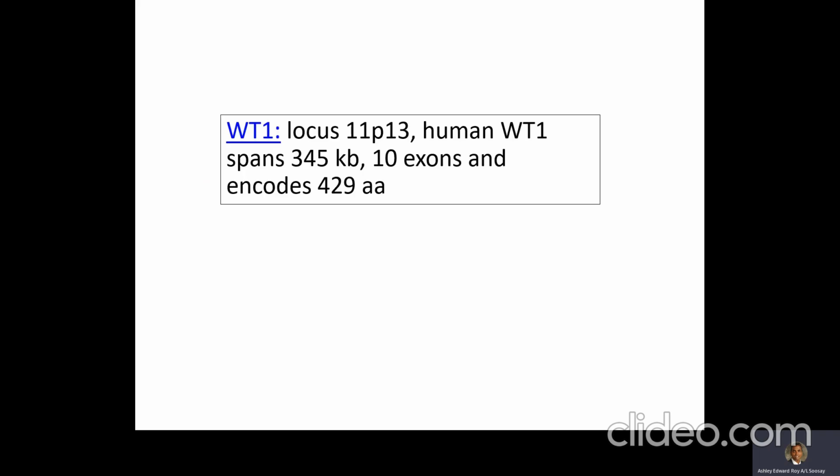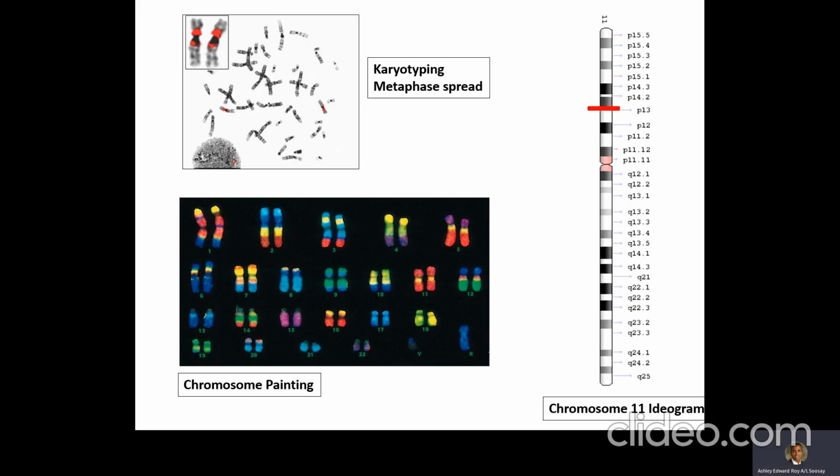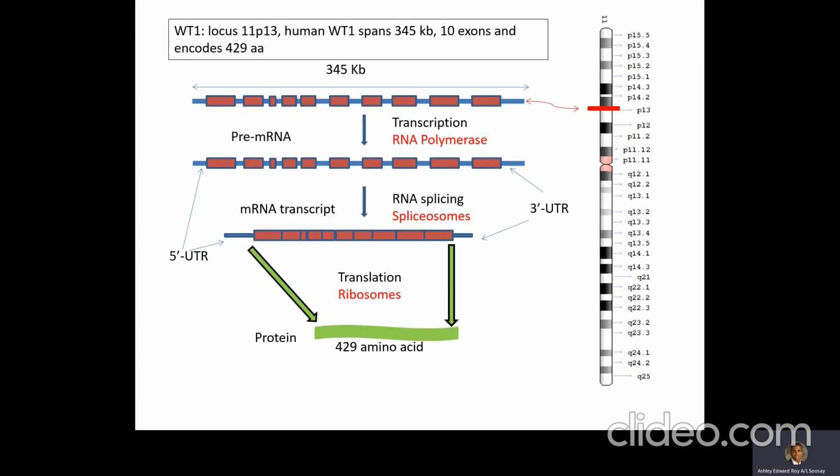Now you know this is the molecular biology for WT1. WT1 is found on chromosome 11, the short arm of chromosome 11 at position p13. The size, as it says, is 345 kilobases. It has 10 exons. The sizes can be in a different range, which is why I have intentionally put the exons as different sizes. They will not be uniform.